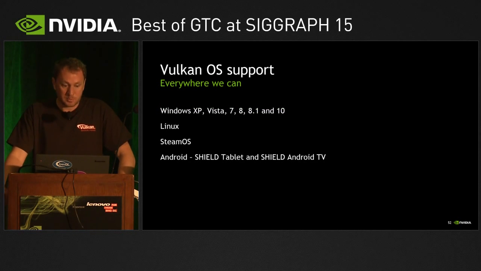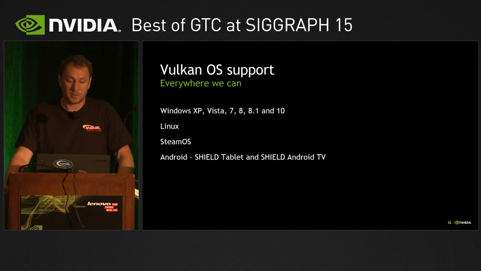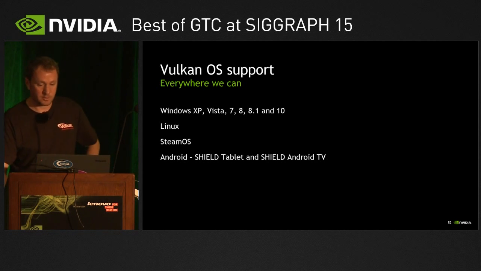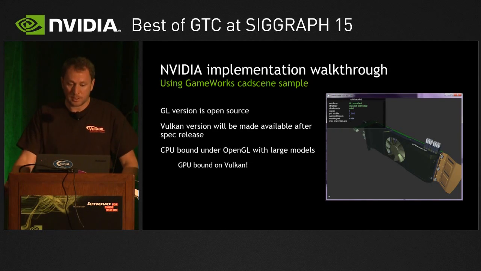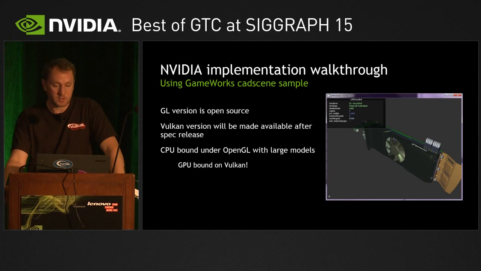We will support Vulkan on multiple different operating systems: Windows XP through 10, Linux, SteamOS, and Android where we can, on Shield tablet and Shield Android TV. So I'm going to show a little walkthrough and demonstrate some of the things that make Vulkan great on our implementation. This is the CAD Scene demo application. This is something you can get the source for. If you just Google it, you'll find a GitHub location where you can download the source for the GL version. When Vulkan ships, we will try and ship a Vulkan version of this for people to play around with.